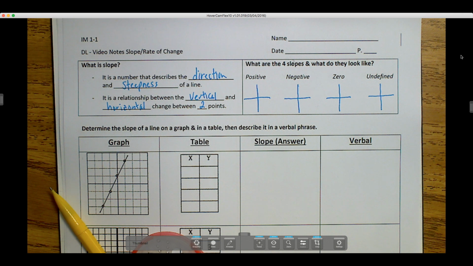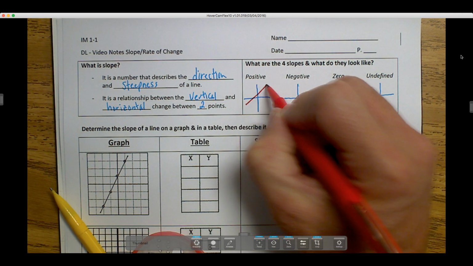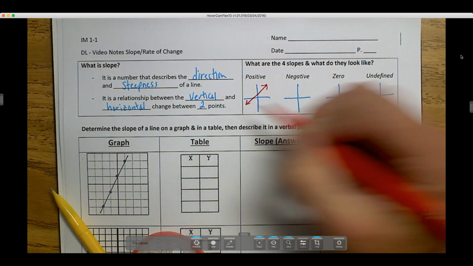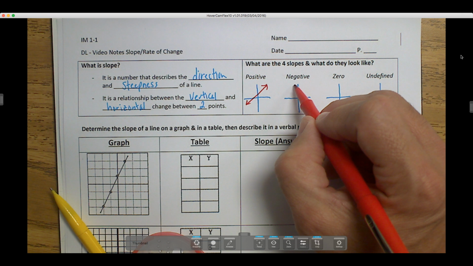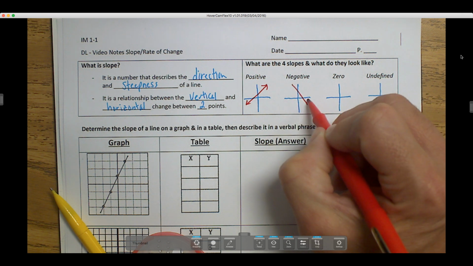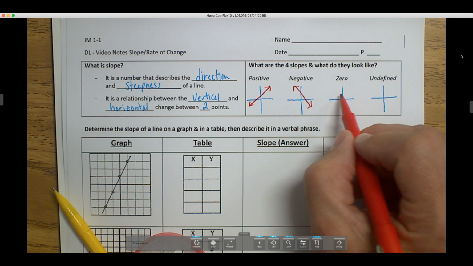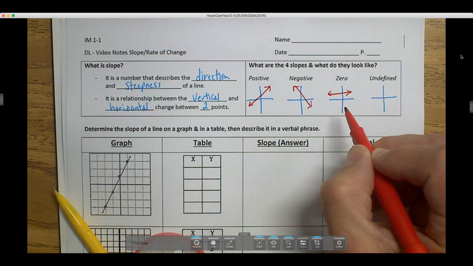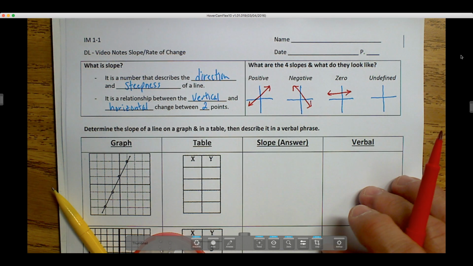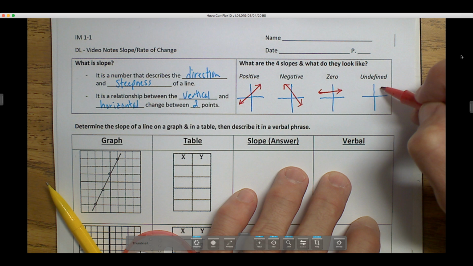The four different types of slope, what do they look like? We have a positive slope that always goes uphill from left to right. We've got a negative slope that goes downhill from left to right. We've got a zero slope, and a zero slope is like a flat line. It doesn't have any incline or decline. And then you've got an undefined slope, and that's the last one. The opposite of a horizontal line would be a vertical line.